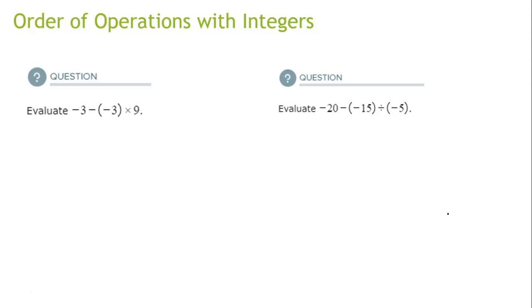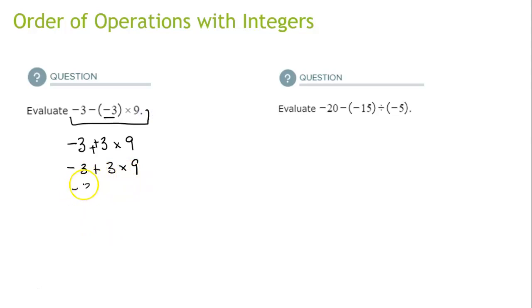All right, let's try some with all of our rules combined now. First of all, I like to clean things up when I can. This -3 does not have anything to do on the inside. So I'm going to get rid of it so that it looks like this. And then before I move on, I want to change any of these minus and negatives. So what I actually have is -3 plus 3 times 9, which is much simpler to deal with than this original problem. And then don't forget your rules.